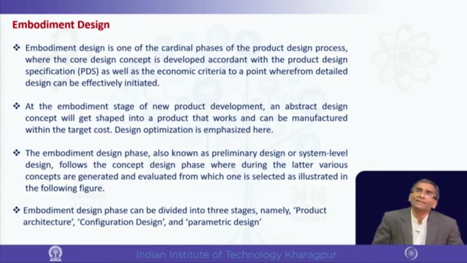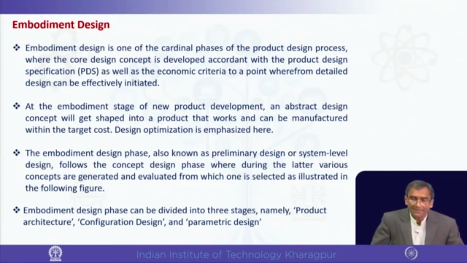Here the abstract design concept picks up shape into a product that functions, that works, and can be manufactured within the target cost. I have just explained the target cost. Design optimization is emphasized here. Different components are being used, and so naturally what their sizes will be, etc. We will discuss that under the different stages, as I have already said, those three stages.